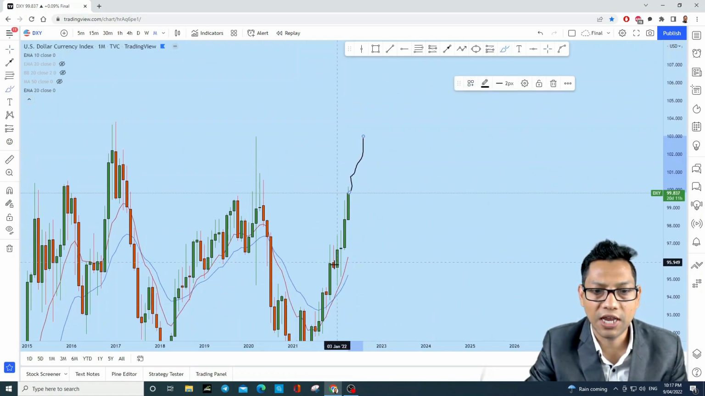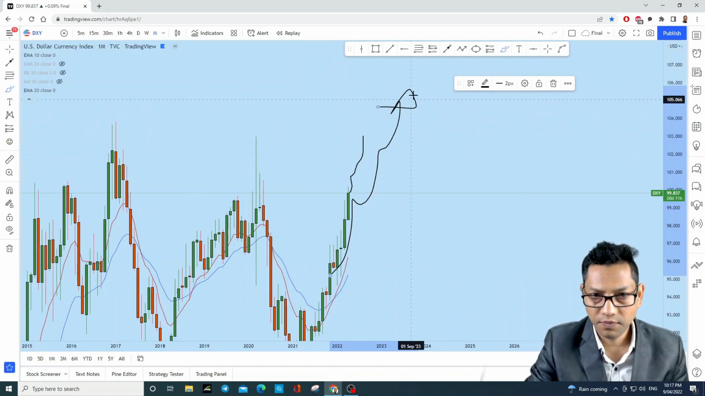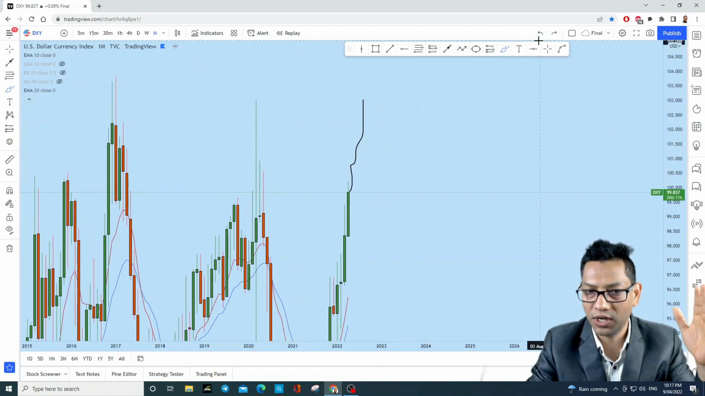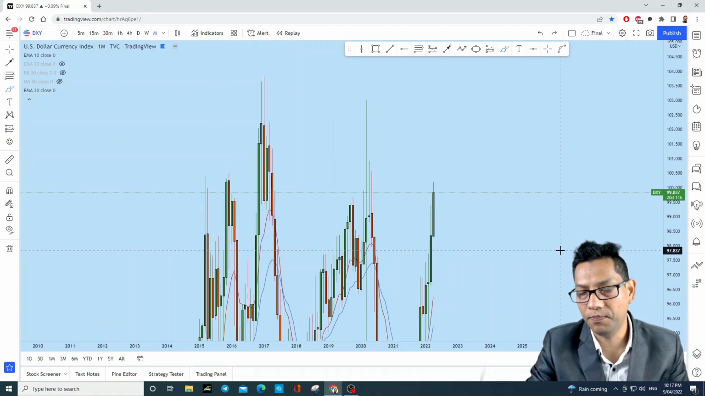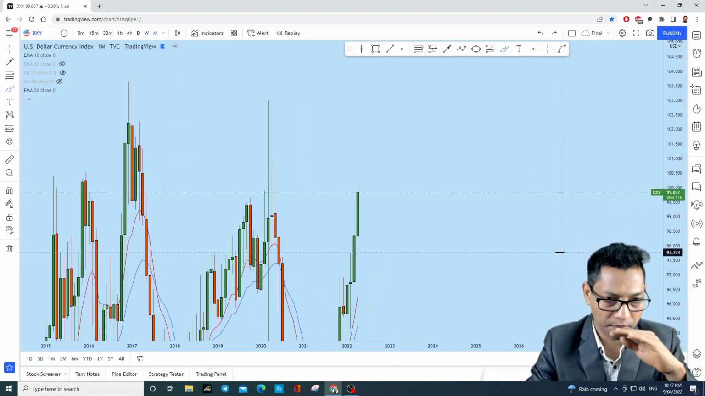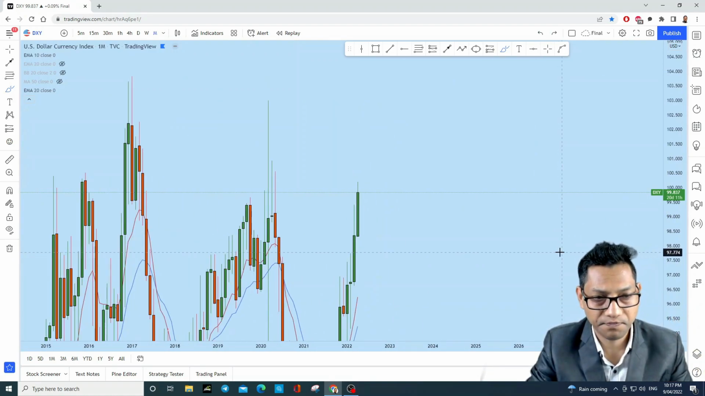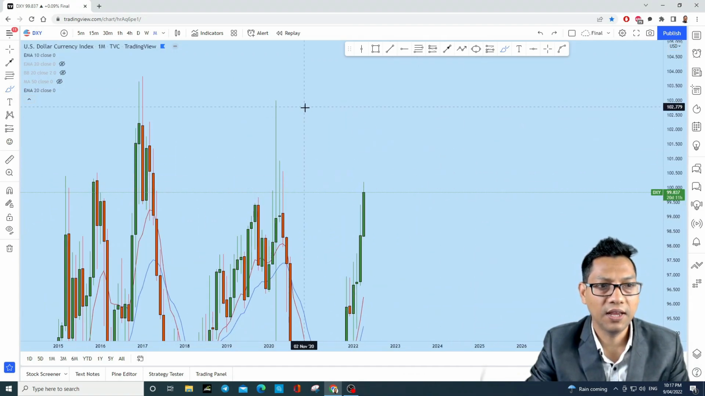When you see this kind of bullish market, you can expect it to go up. What is going up is likely to go up. This is the law of trading. So what I think is that DXY will rise to this level, to this zone. So there is a big move ahead.